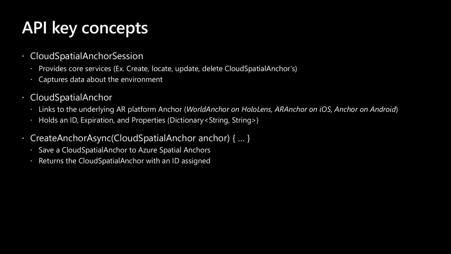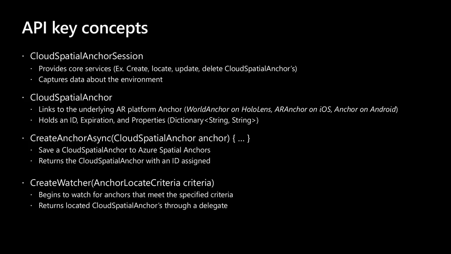When you're ready to locate anchors, so for example, up here, we want to find those two, we're going to use the concept of a watcher. And a watcher is something that looks for anchors that meet the specified criteria. And I promise I'll tell you what criteria are in a second. But when they find anchors that meet the specified criteria, you'll get back those objects through a delegate or a callback.